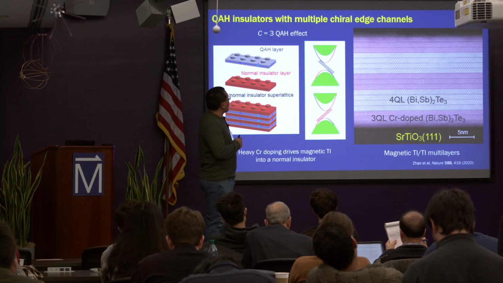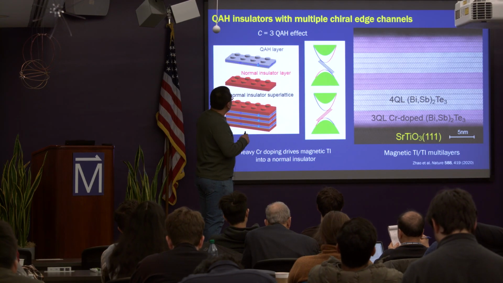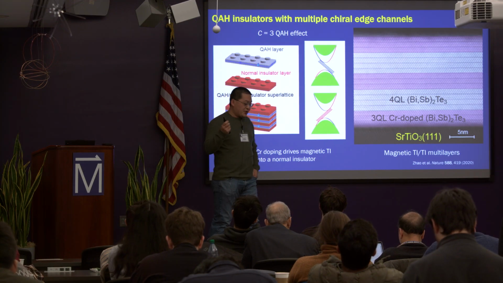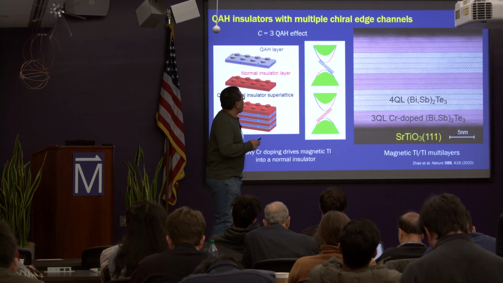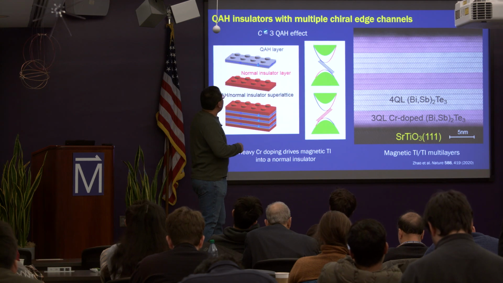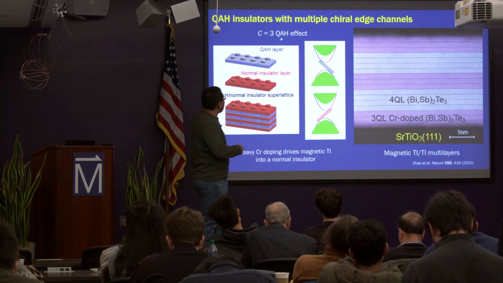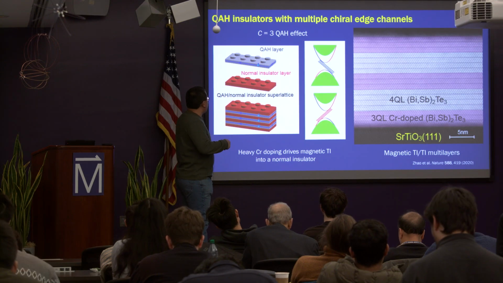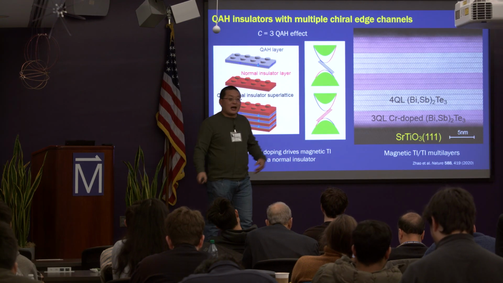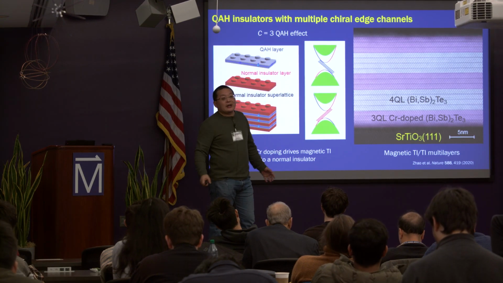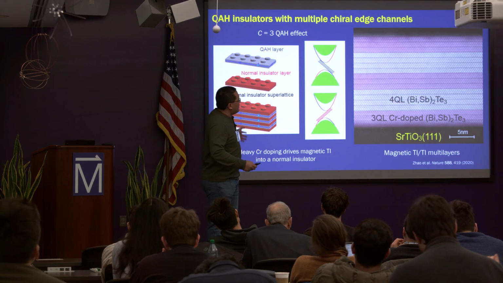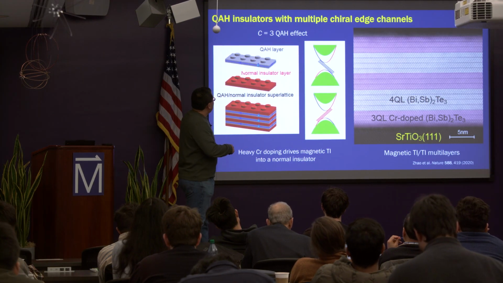Here is the work we did 5 years ago. We call it quantum anomalous Hall insulators with multiple chiral edge channels. Here is the C equals 3 quantum anomalous Hall insulator. This is the Lego schematic. At that time there was Cui-Zu. I play Lego with my old son a lot, so I learned from those Lego structures.